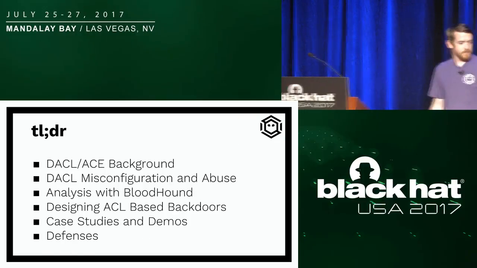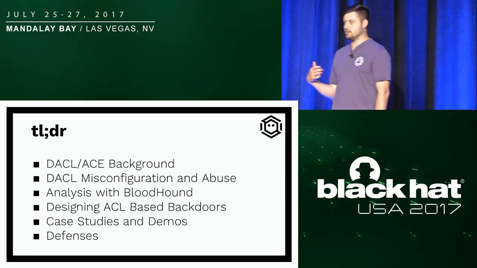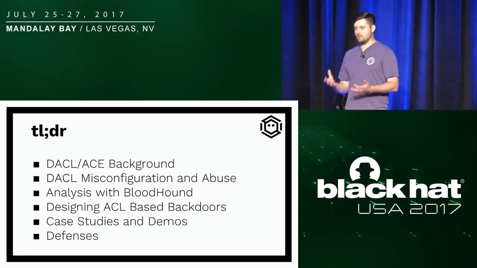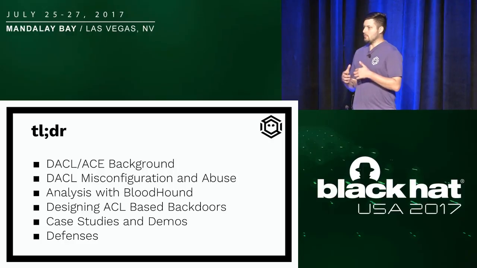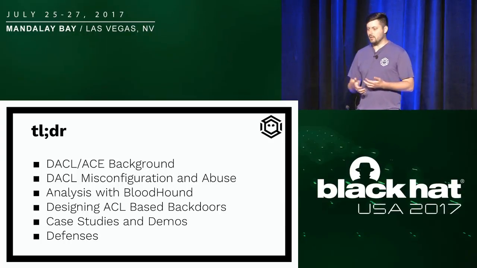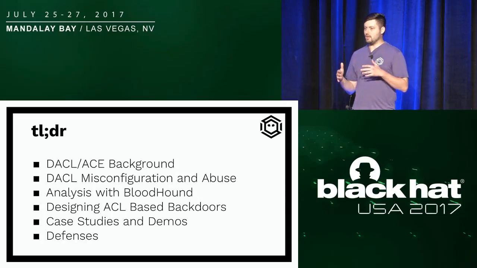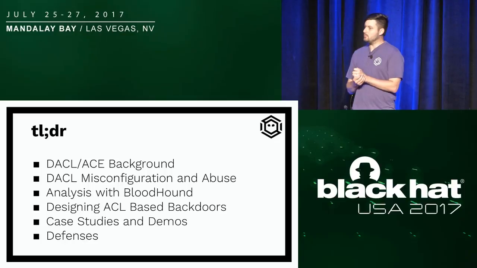Okay, so let's give you an idea of where we're going to go. We're going to start off by talking about DACLs and ACEs, what these are, how they work, why they matter. We're going to talk about common misconfigurations and how those misconfigurations can be abused for PrivEsc and for backdoors. We're going to do a demonstration of how to analyze these more easily using the BloodHound interface. Then we'll go through our case studies of designing the ACL-based backdoors. We'll show some examples of some of the things that we've thought of and some of the things that other people may have thought of already.